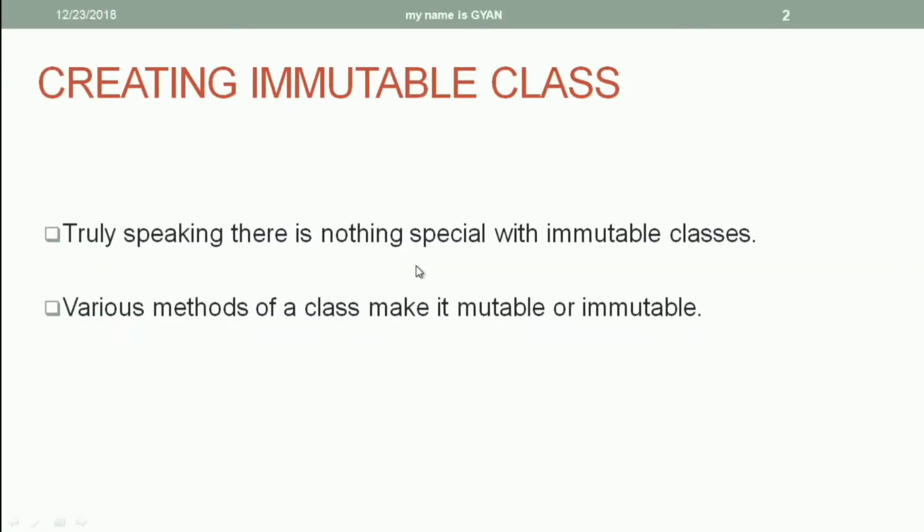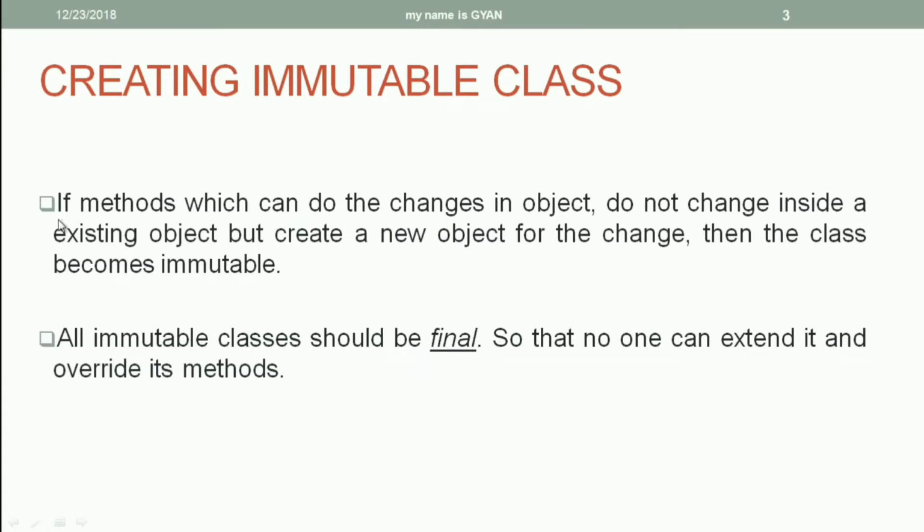Truly speaking, there is nothing special with immutable classes. Various methods of a class make it immutable or mutable. If the methods which can make changes in an object do not change the existing object but create a new object for the change, then the class becomes immutable. So whenever there is a change in the content of the class object, the method which is changing the content does not change the content of the object, but instead creates a new object for the changed content. All immutable classes should be final so that no one can extend it and override its methods.